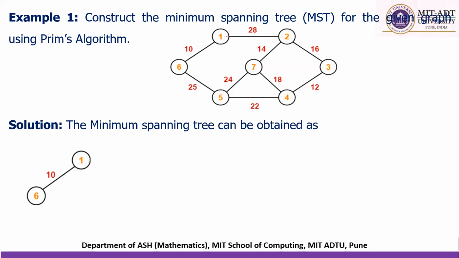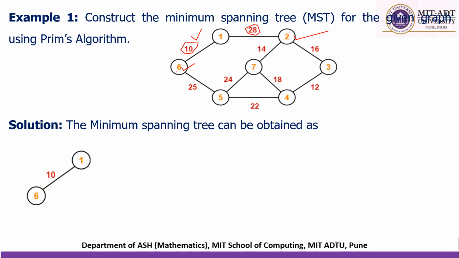Now, vertex 1 is connected to two vertices. One is 6 and another is 2. Out of these two edges, the weight of the first edge is 10, the weight of the second edge is 28. Out of these two edges, this 1 to 6 has the minimum weight. So we first consider this edge. So now we go from 1 to 6.